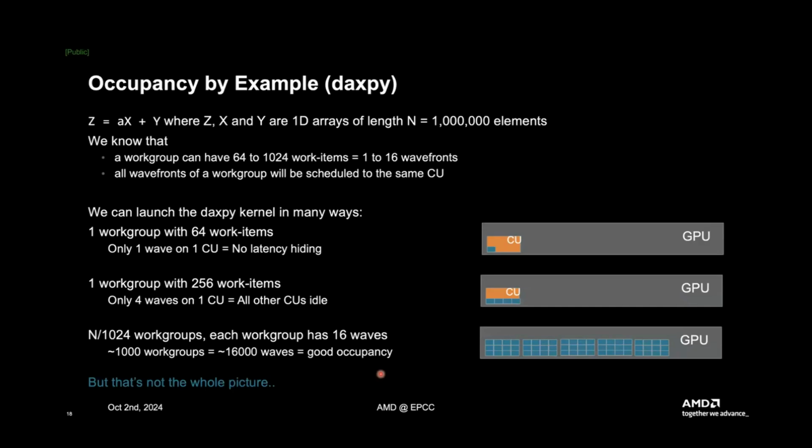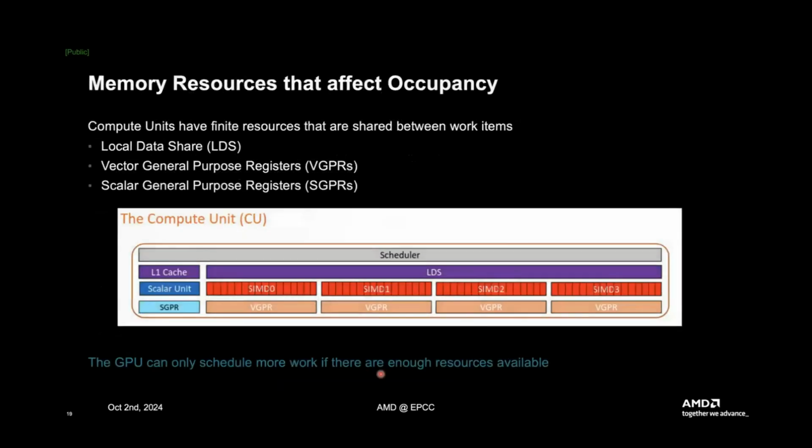But then not always. You may have 1,000 waves, but only some get scheduled. And why is that? That's because this compute unit has some resources that are shared between all the waves, and you can only launch as many as the resources will allow. And what those resources are, the LDS, which is here, which is common. You see that there are 4 SIMD, 16 wide SIMD units in each compute unit. Those are the ones that do the actual compute. Those are the arithmetic logic units.